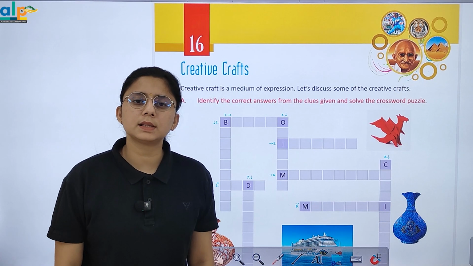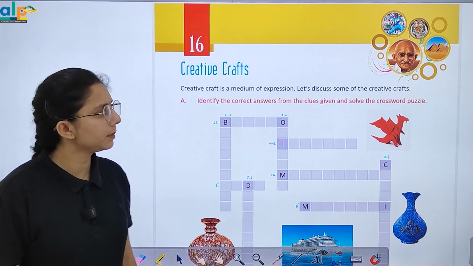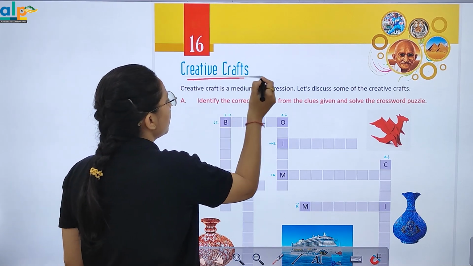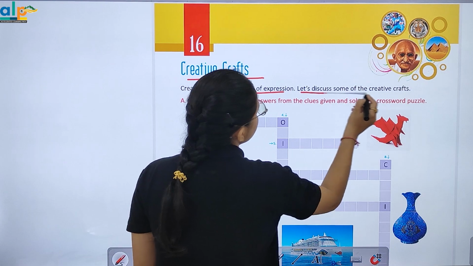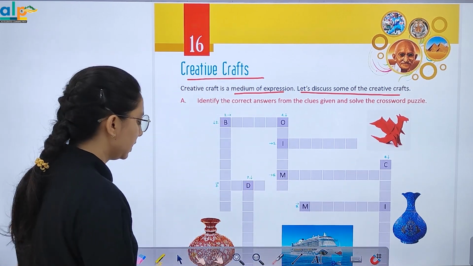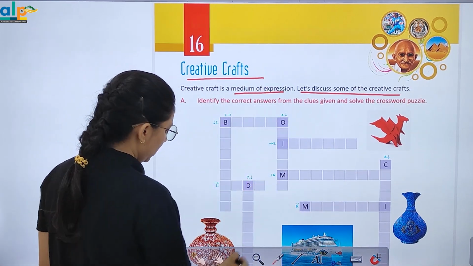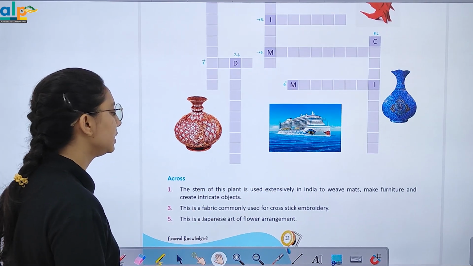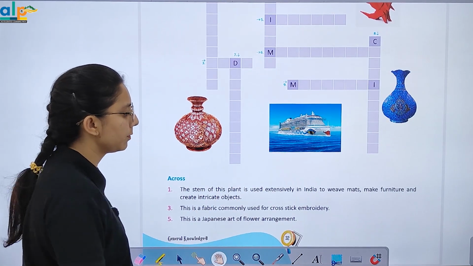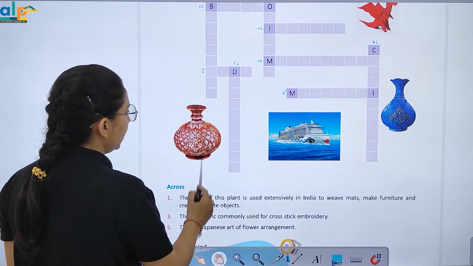Now children, today let's start with Unit 4, chapter number 16, Creative Crafts. So what are creative crafts? They are a medium of expression. So let's discuss some creative crafts. Here you have to bring now across. The stem of this plant is used extensively in India to weave bags, make furniture and create interactive objects.